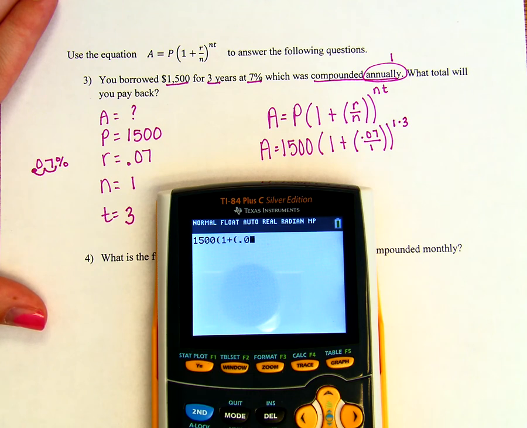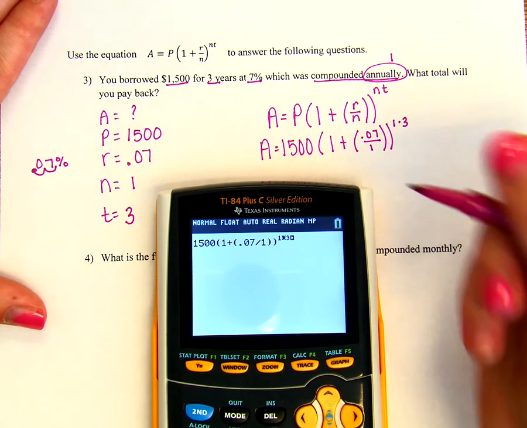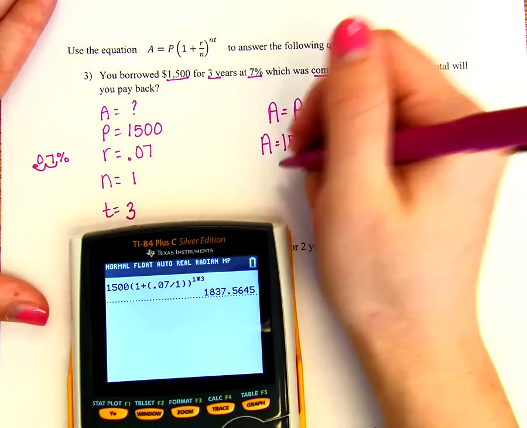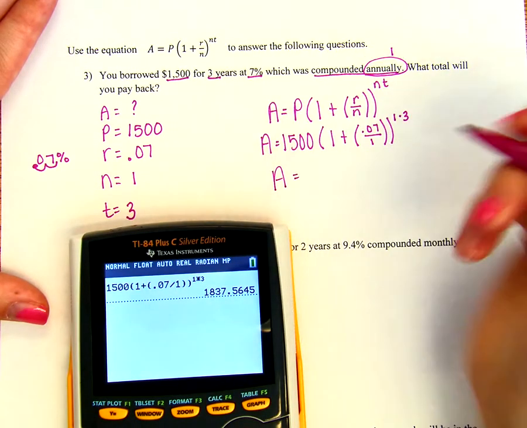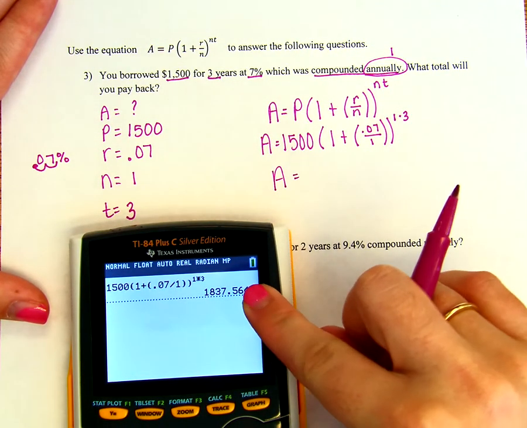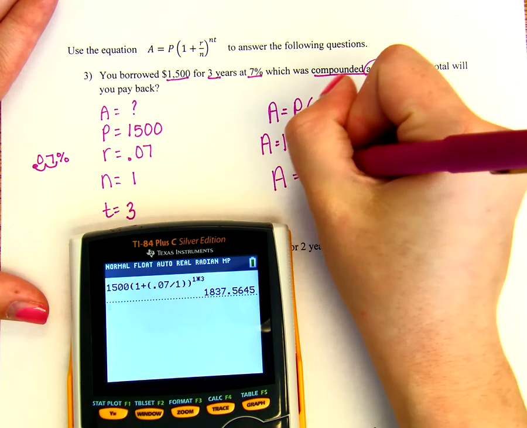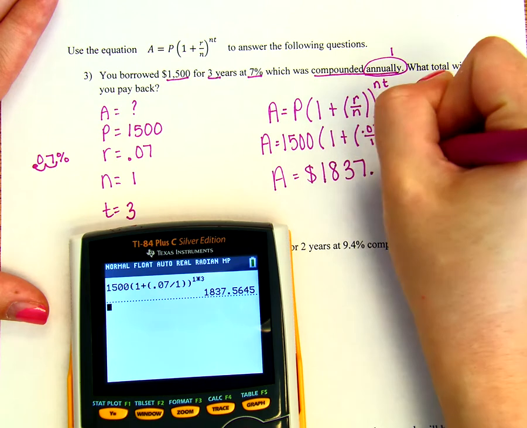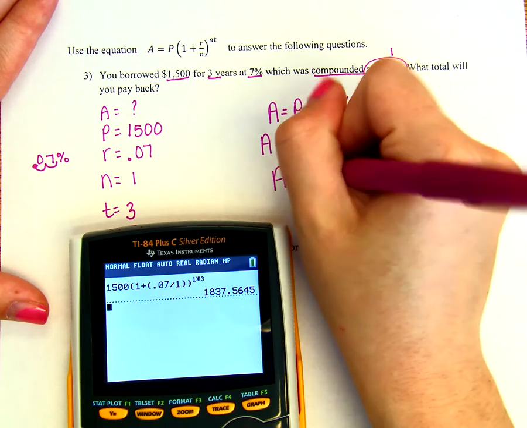Make sure you plug in that extra set of parentheses, otherwise you will get the incorrect answer. And make sure you're showing your work so that if I can see that you set it up correctly but you just plugged it into your calculator incorrectly, I can give you partial credit. And so we get A equals. Now remember, we're talking about money, so we always want 2 decimal places here. $1837.56.